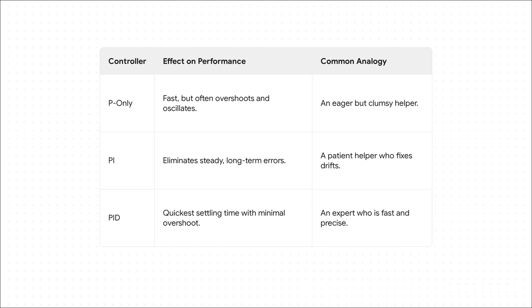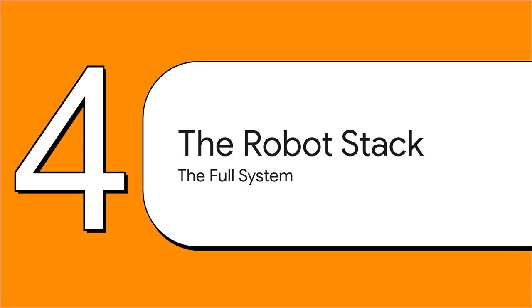Think about your car's cruise control. It doesn't just floor it and then slam the brakes. It smoothly brings you to the right speed and holds you there perfectly. That is a beautiful PID loop in action. So, we've nailed down that core control loop.